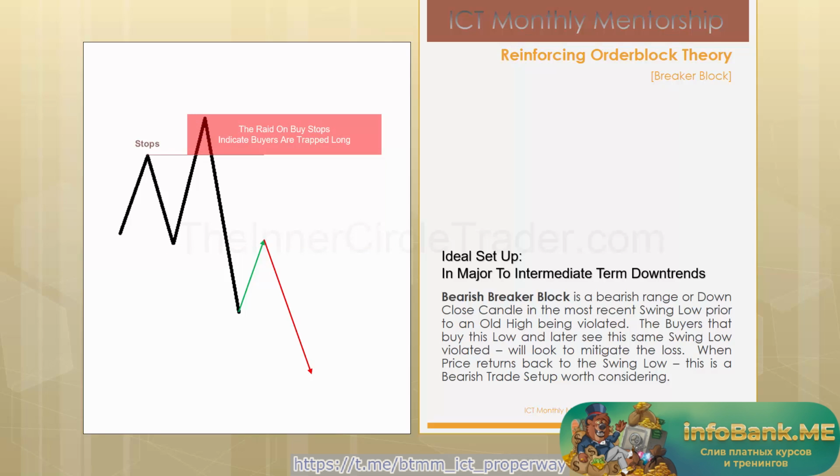The salient points are what we're looking for: an old high to be ran out or a false break above an old high. This raid on buy stops indicates buyers are trapped long. We know this is true when the market quickly does a repricing. That's seen here. Repricing lower after buy stops are taken is a confirmation that we are potentially seeing a new breaker forming.